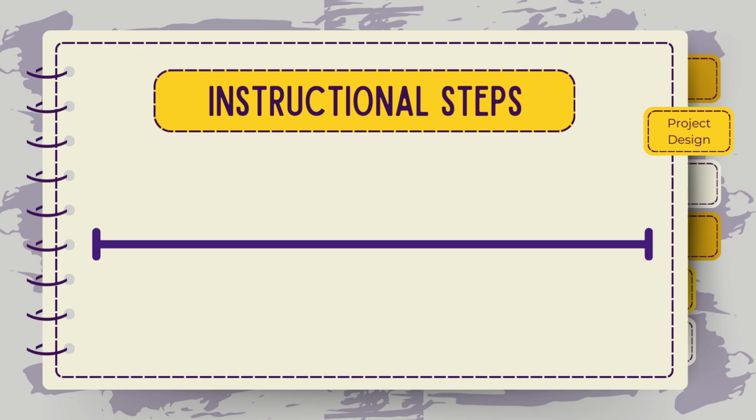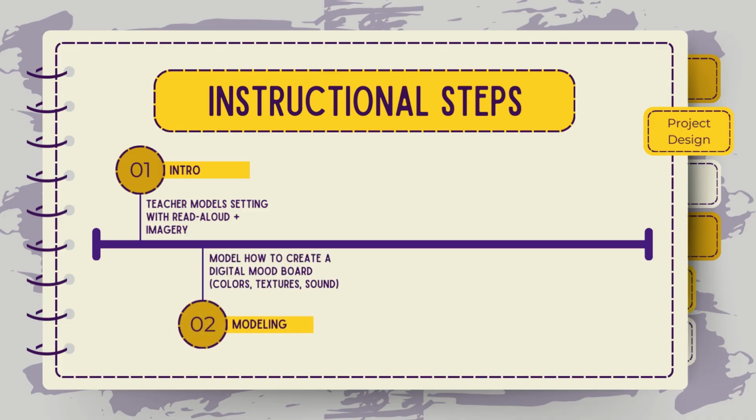So how is this all happening? Let's take a look at the steps of this lesson. First, the introduction, where the teacher models how descriptive language shapes setting by reading aloud a passage and highlighting imagery. Next is modeled instruction. Demonstrate creating a digital mood board using colors, textures, and sounds that reflect the mood.